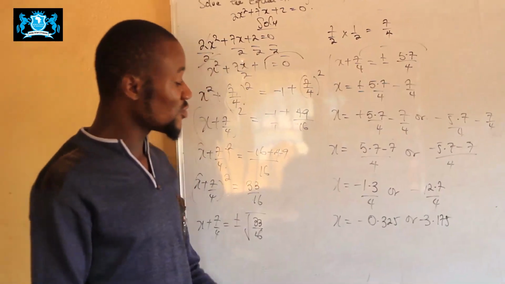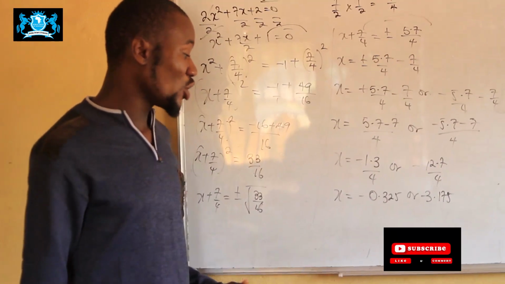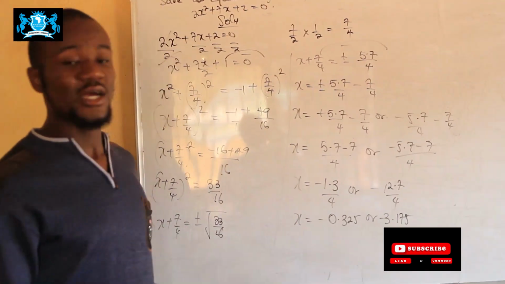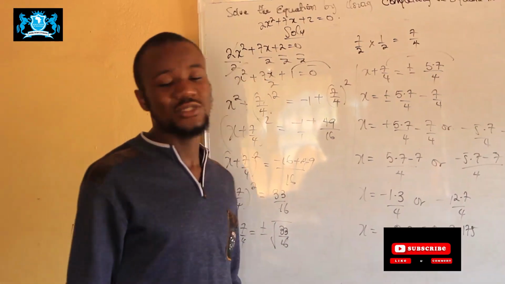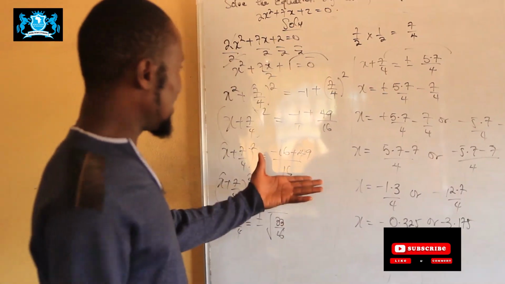Now don't be confused that two of them are carrying minus. There are some questions in quadratic equations where, when you solve them, all the answers will carry minus. Sometimes all the answers will carry plus, and sometimes some of the answers might carry plus and minus. So these are the cases you can see. So this is the end of this equation.